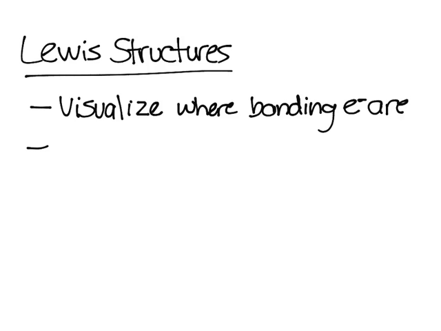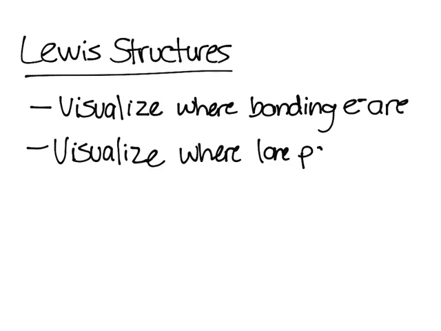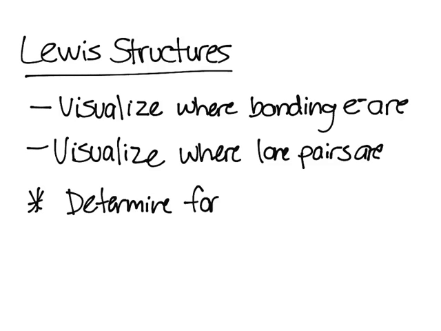And then it also allows you to visualize where lone pairs are. And what lone pairs are: unbound electrons, so electrons essentially not being used for a covalent bond. And then finally, most importantly, it's used to determine the formal charge. And so let's do some examples and practice.